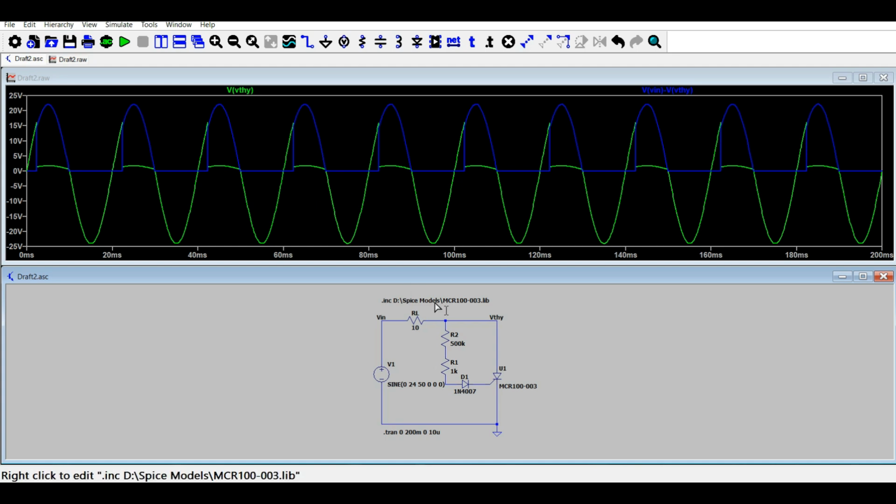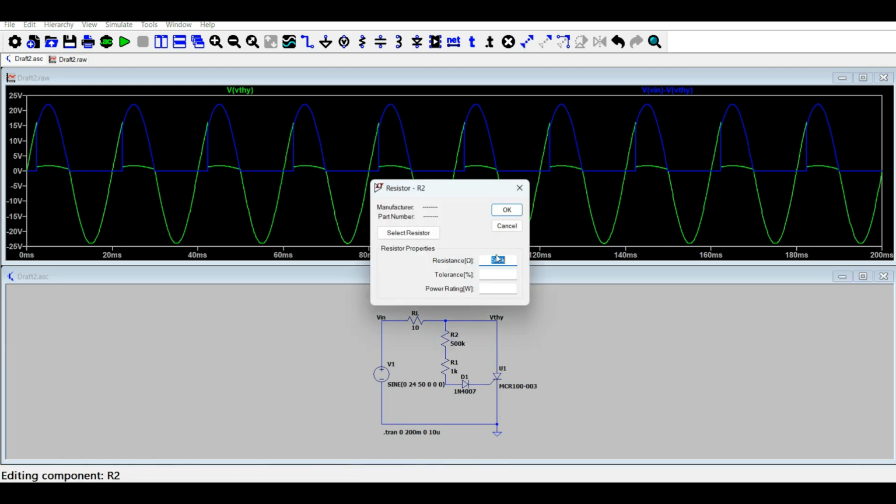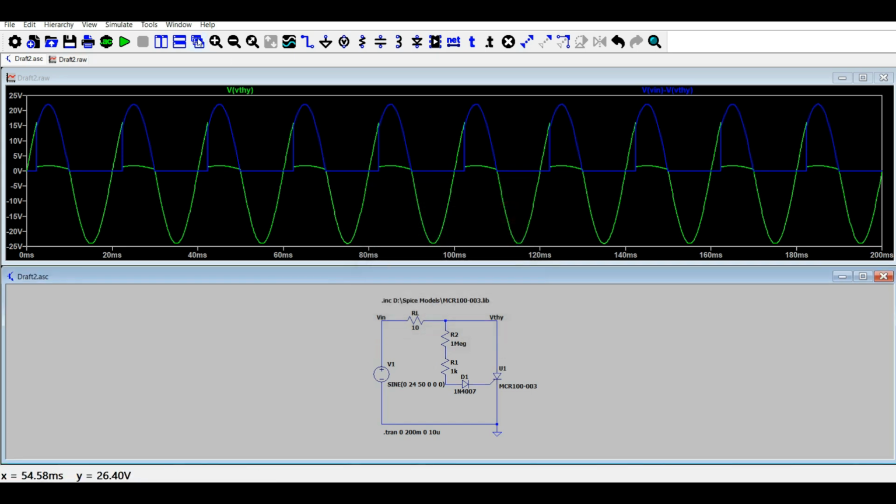Okay, so let's test this for another firing angle. So let me change this variable resistance to 1 mega ohms and see what we get at the output. Now you can see that approximately more than 60 degrees of firing angle is there, and that is why the output voltage is further reduced, and almost half of the positive half cycle is appearing across the thyristor.